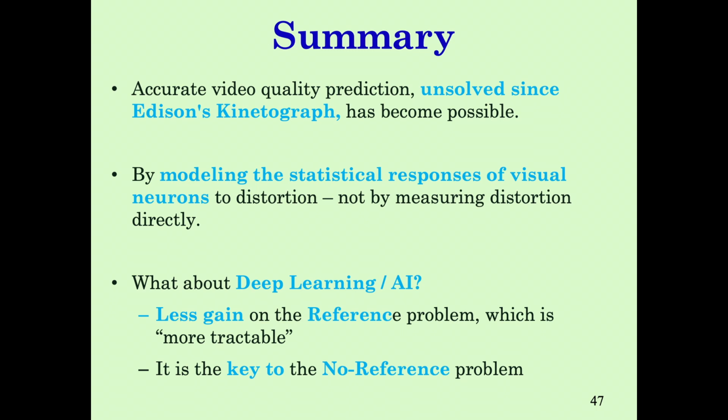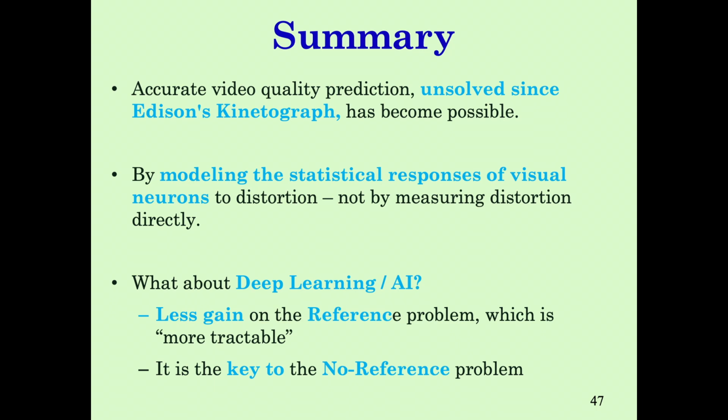of science, understanding the statistics of real-world videos has become solvable. Okay? Not by modeling distortions in videos, but by measuring and modeling neural responses. Even though we can't actually go in and access them, we can still model them accurately.